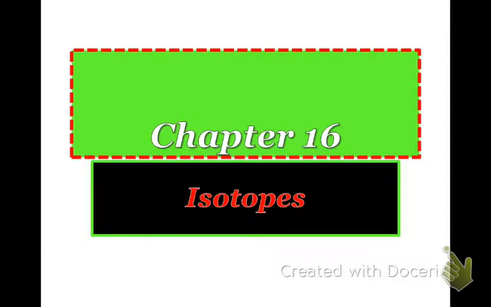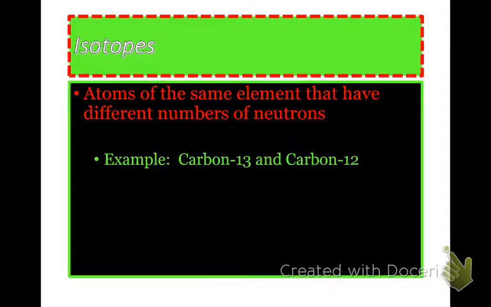Alright, this is the last section of Chapter 16, Part 1, and so we're going to talk about isotopes. Isotopes are atoms of the exact same element but have different numbers of neutrons.